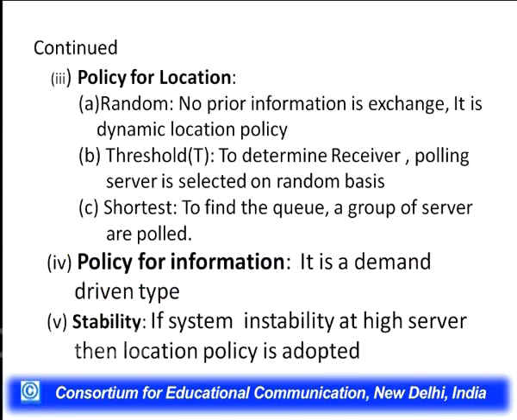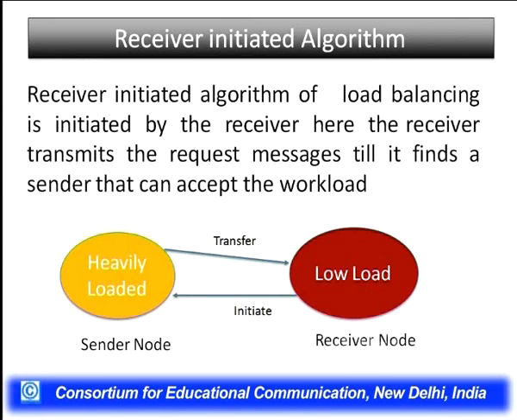So friends, that is all about the sender initiated algorithm, and the next algorithm is known as the receiver initiated algorithm. In the case of the receiver initiated algorithm, the receiver can take the initiative. Who is the receiver and who is the sender? A receiver is lightly loaded, and the sender is heavily loaded. But in this case, the initiative is taken by the low loaded or lightly loaded node. So the receiver initiated algorithm of load balancing is initiated by the receiver. Here the receiver transmits a request message till it finds a sender that can accept the workload. So here the lightly loaded node takes the initiative, and then the heavily loaded node transfers the data.